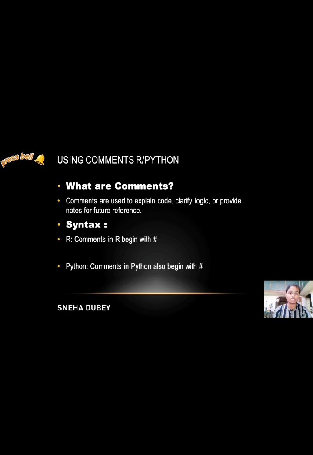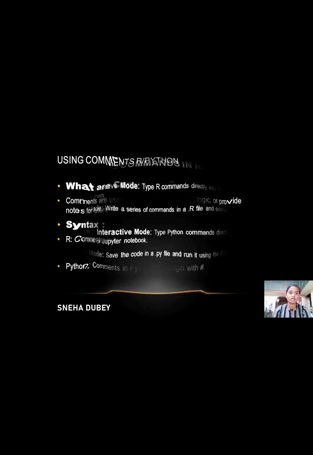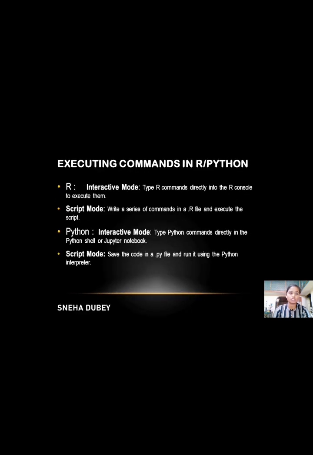So what are comments? Comments are used to explain code, clarify logic, and provide notes for future reference. In R the syntax is hash: comments in R begin with hash, and in Python comments also begin with hash. Single-line comments in Python begin with hash, and for multiple-line comments we use triple quotes. And the second topic is executing commands.